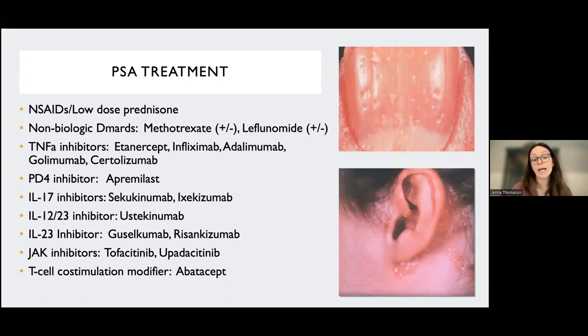So abatacept is not approved for psoriasis, and I don't think that it helps very much. Tofacitinib and upadacitinib are also not approved for psoriasis, but anecdotally and according to our dermatology colleagues, they seem to be effective. So at some point, perhaps those will also be approved.